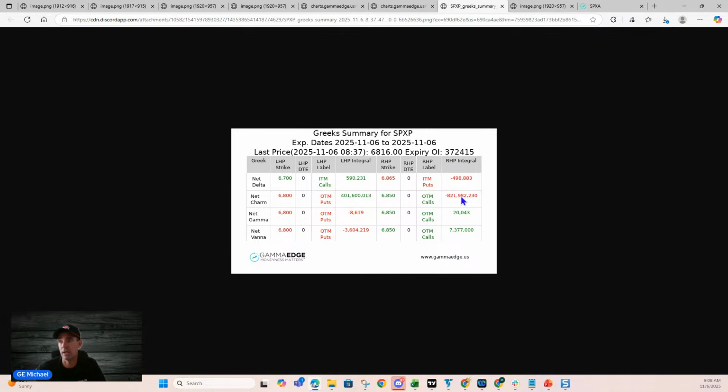You also notice that the out of the money calls are twice the integral of the out of the money puts. So again, significant headwind overhead for price appreciation. So not really anticipating a significant move up. And the gamma levels obviously match those.